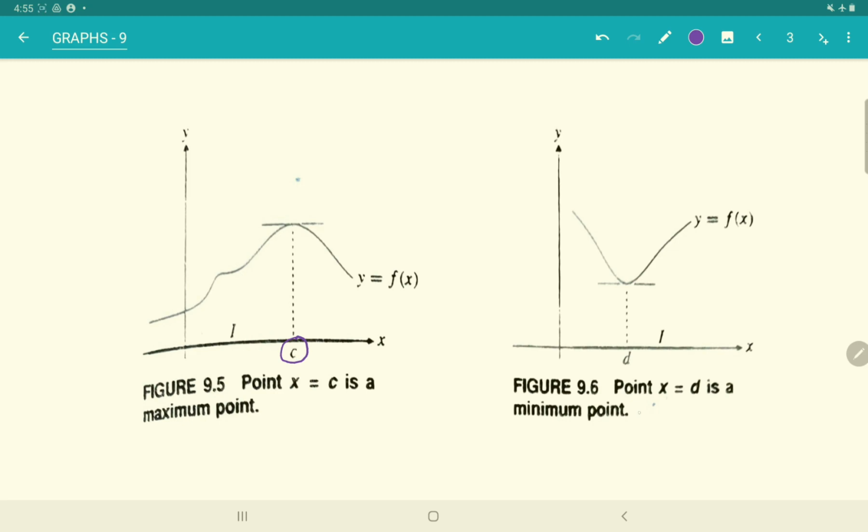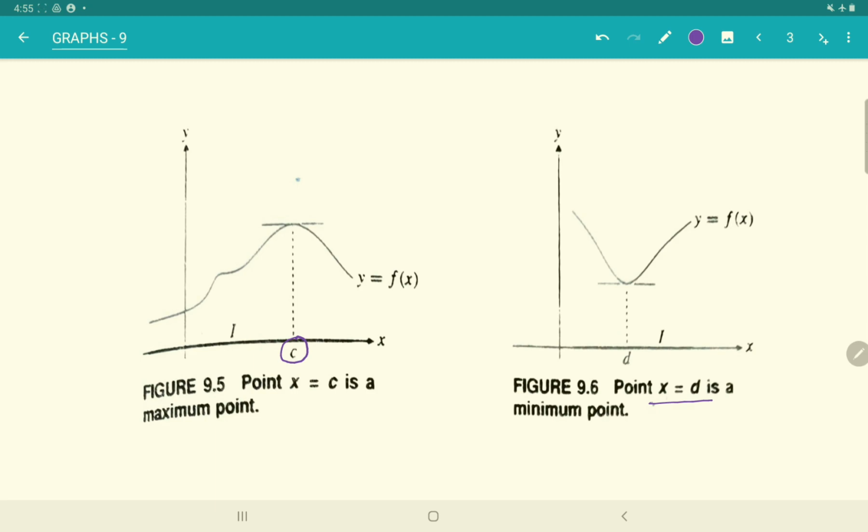Similarly, if you look at figure 9.6, here we see that the point x is equal to d, it is a minimum point. Why do I say this? Because when x is less than equal to d, f prime x is less than equal to 0. What does that mean?